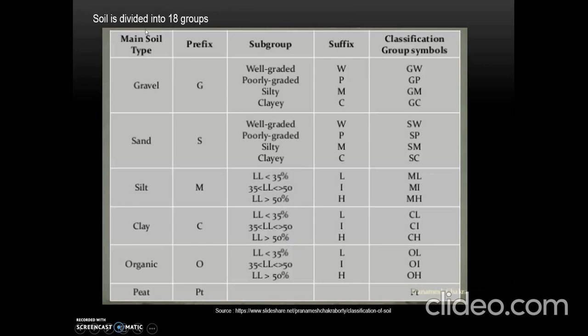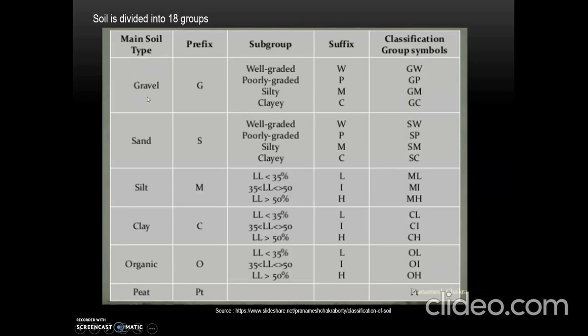In the USCS system, we had seen that the soils were classified into 15 groups, but in this system, the soil is divided into 18 groups. So here we can see altogether 18 groups. Here there are 4, 4, 3, 3, 3 and 1. So if we sum them up, we get 18 groups.